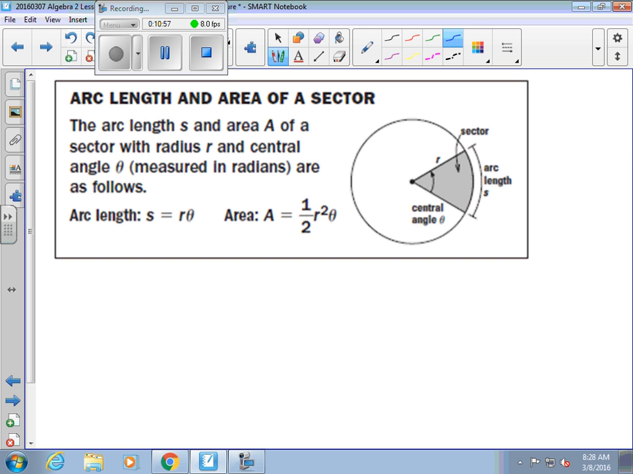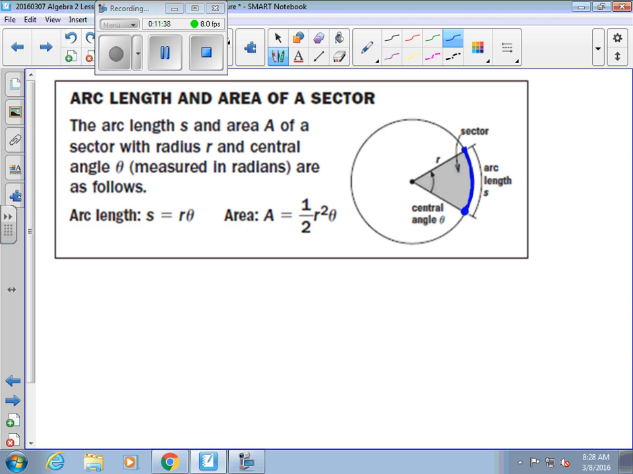Then we have something called arc length and area of a sector. The arc length is how long is this, how long is that arc? We can figure out how long that arc is by taking the radius and multiplying it by the angle measurement. The radius times the angle measurement. So notice it says arc length, S, is equal to radius times theta. Again, theta is that angle measurement.